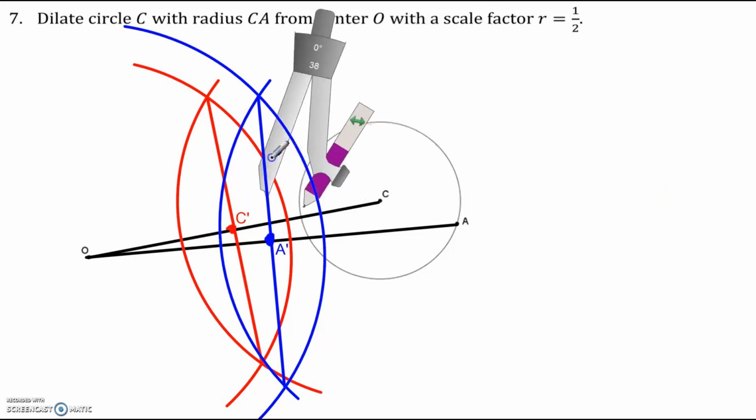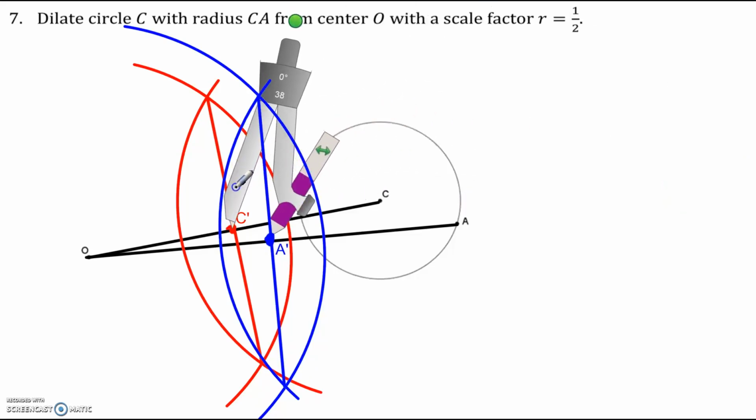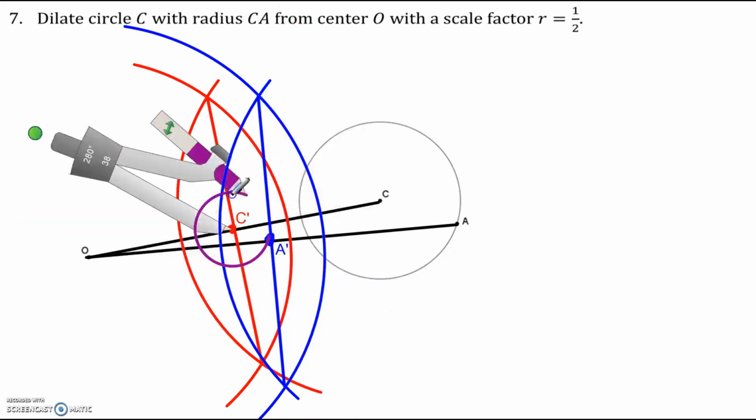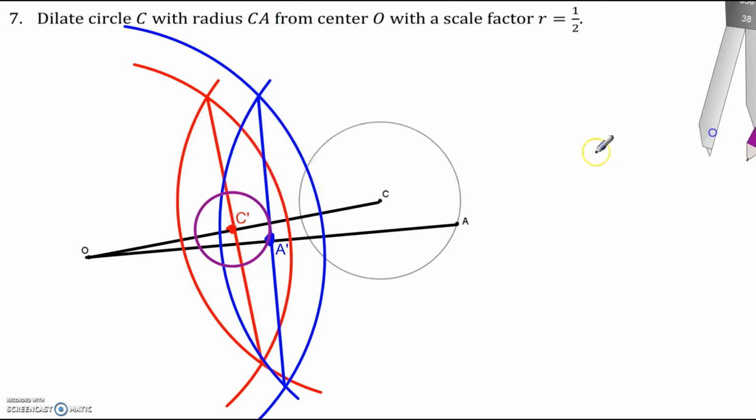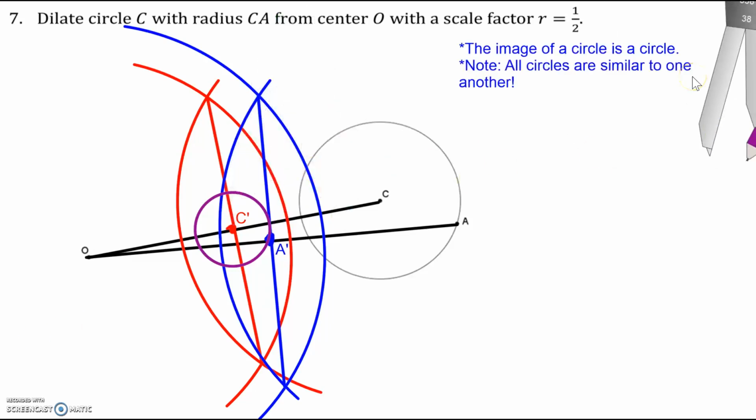Then, since we started with a circle, we have to end with a circle. So we're going to put our compass between C prime and A prime and make this circle. And this circle will be similar to the original. And so a couple key points. The image of a circle is a circle, and all circles are similar to one another because of this.